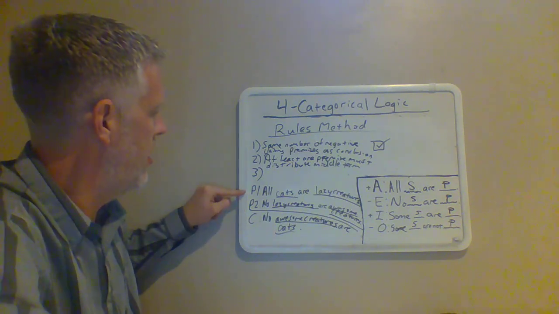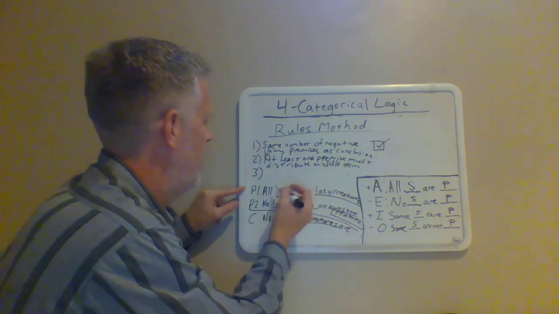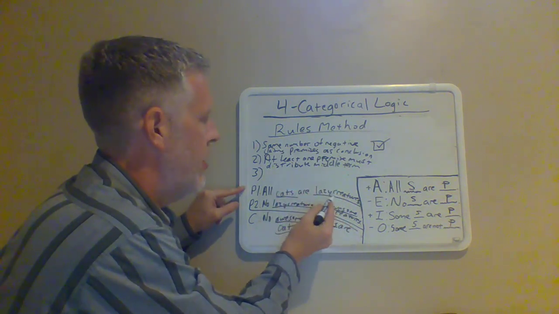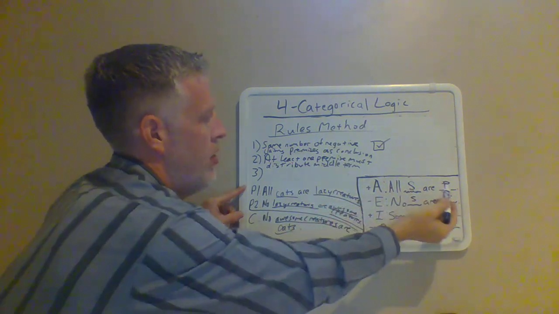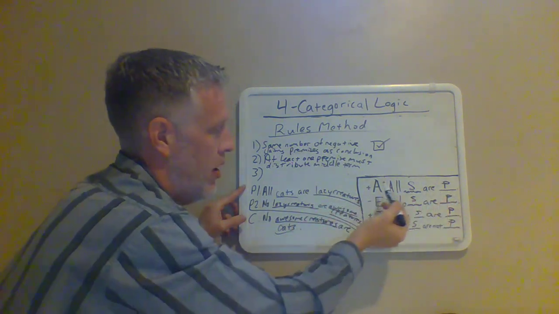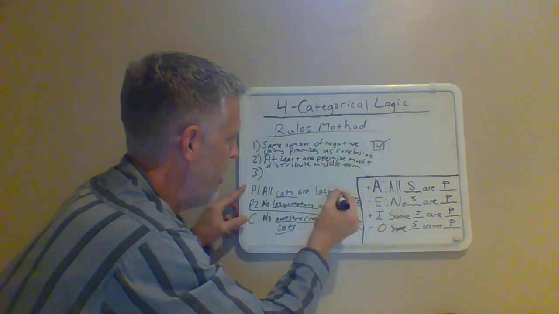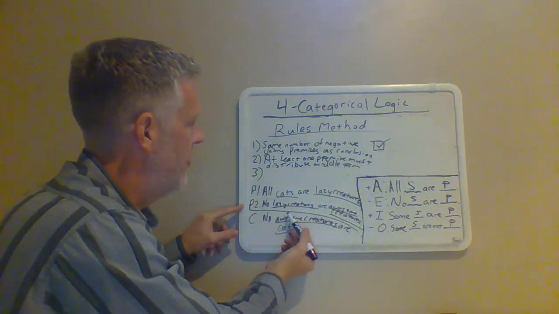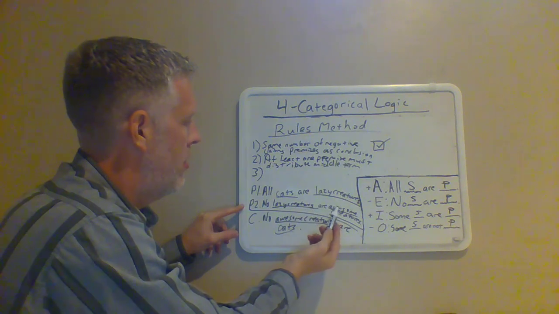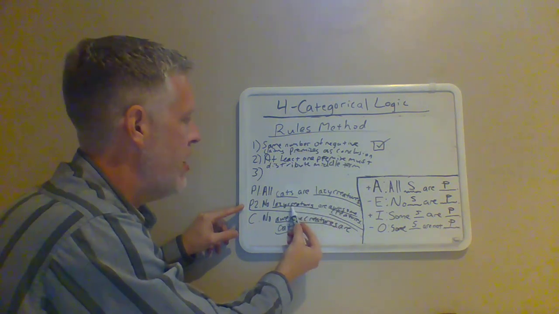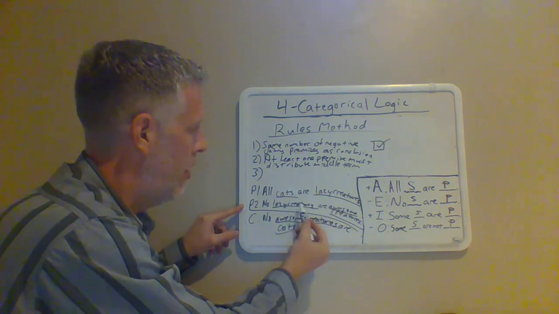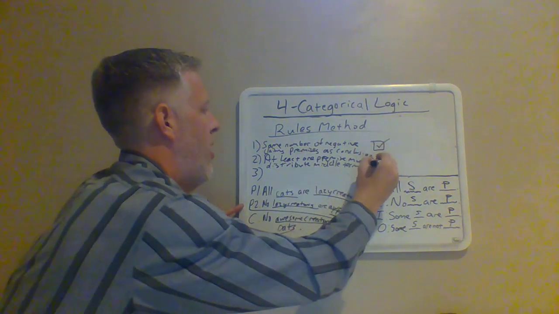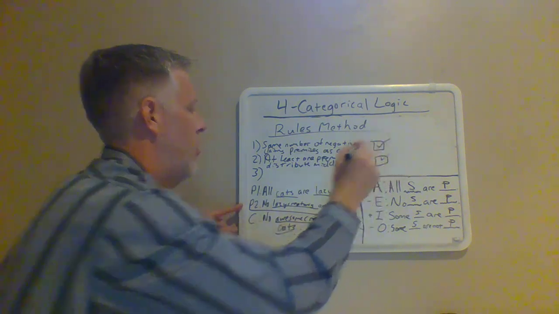So let's start here. This is a standard form A claim. Is lazy creatures distributed? Well, it's the predicate here. We know the predicate is not distributed in a standard form A claim. So not yet, but what about the second premise? Is it distributed here? Well, in any E standard form claim, both terms are going to be distributed, and it does appear there. So at least one premise does distribute the middle term.